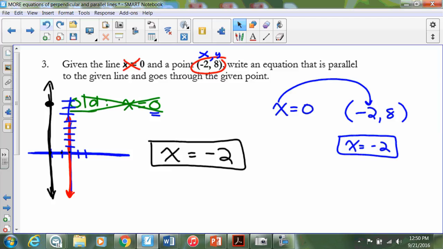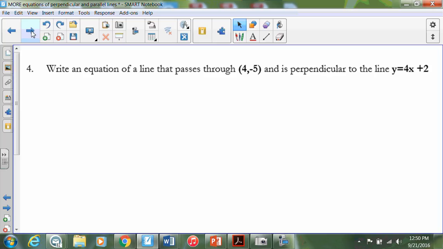All right, so halfway done. Let's look at the next type. This next type you'll also see on the test. Yes, this is a long test, but you are going to be prepared because you're going to keep practicing on problems like these. So write an equation of a line that passes through (4, -5) and is perpendicular, so not parallel, perpendicular to the line y equals 4x plus 2.